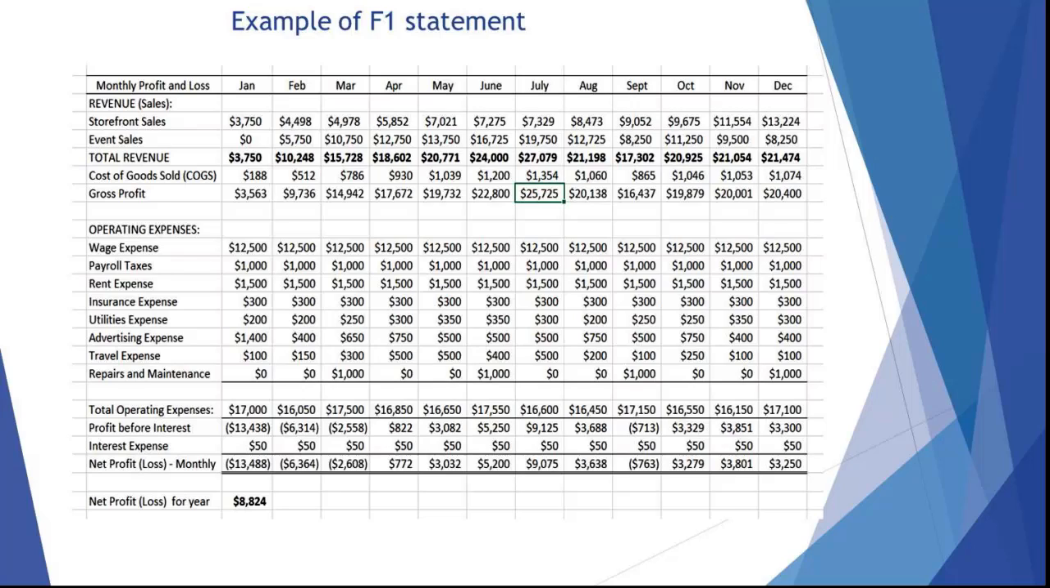And then to get your net profit loss monthly, you'll take your profit before interest and subtract interest expense, and that will give you your net profit loss monthly. Now, if you don't have interest expense, both your profit and loss monthly and your profit before interest lines will be exactly the same. And then your final step on your profit and loss statement is to take all 12 of your monthly net profit loss figures, add those together, and that will get you your company's net profit loss for the year. In this case, we see the bakery made $8,824 for the first year.